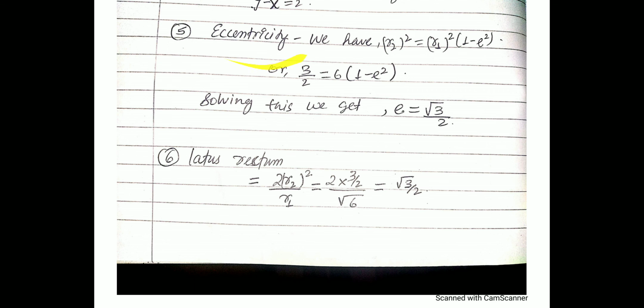Now let's find eccentricity. We have r2 whole square equals r1 whole square times 1 minus e square. Solving this and putting the values, we get e equals root under 3 by 2. Now let's find the length of latus rectum. For this we have to write 2 times r2 whole square by r1. Now further solving this, we get the value of latus rectum is root under 3 by 2.